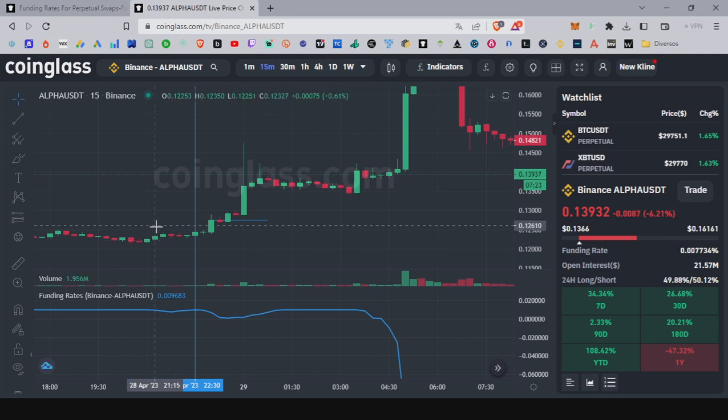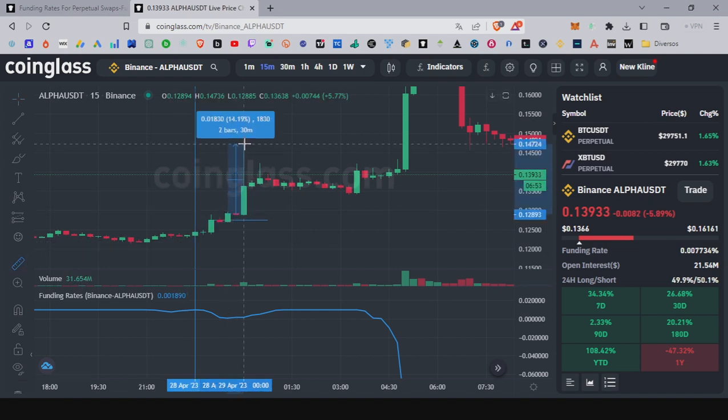So if price breaks this up and the funding rate keeps on going down, I'm going to consider opening a long position, okay? Next candle, what happened? Okay, funding rate decreased a lot. The next candle, funding rate goes almost to zero, and we have a breakout. And if we measure here, we had an interesting pump of about 14%.